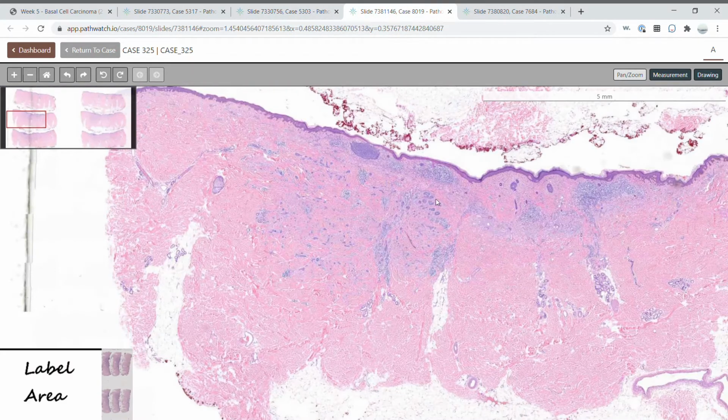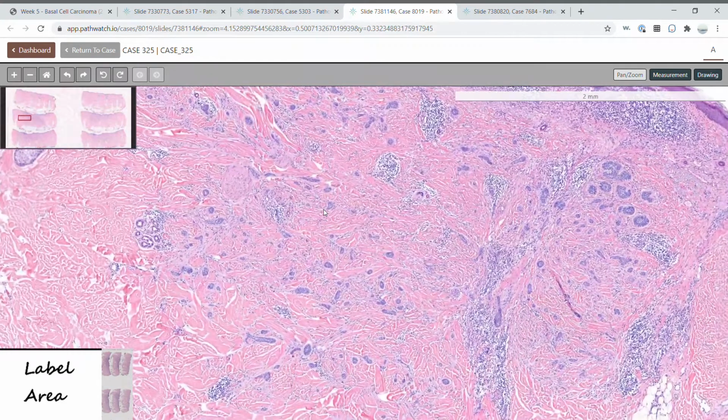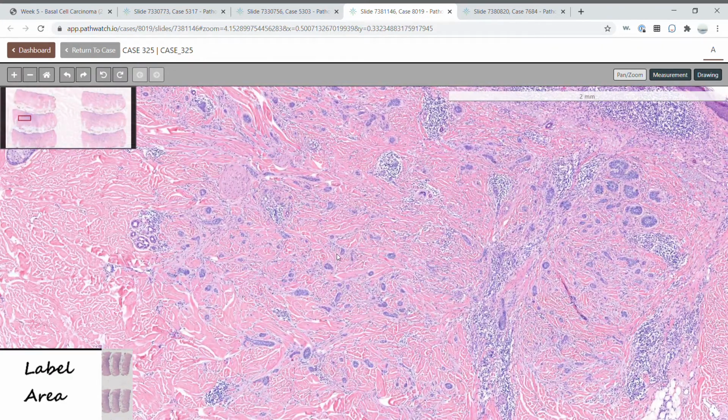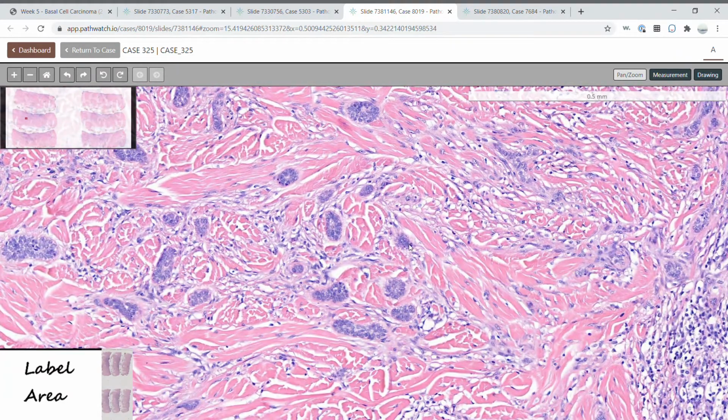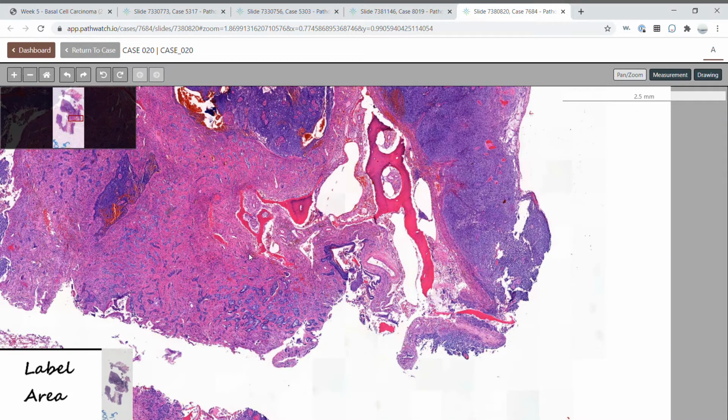Another aggressive form of basal cell carcinoma is seen here. Here's the more regular nodular variant of basal cell carcinoma. And here you can see small little nests, rounded nests of micronodular basal cell carcinoma, an aggressive variant of basal cell carcinoma. If basal cell carcinoma is left untreated, it can be locally aggressive, as seen here.